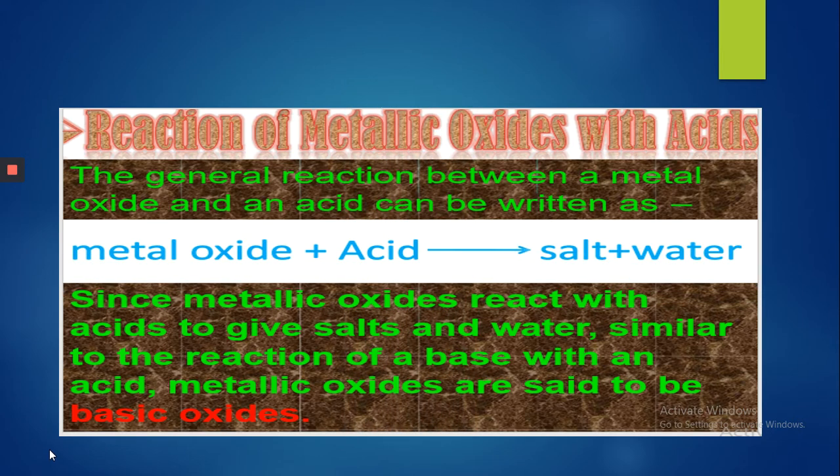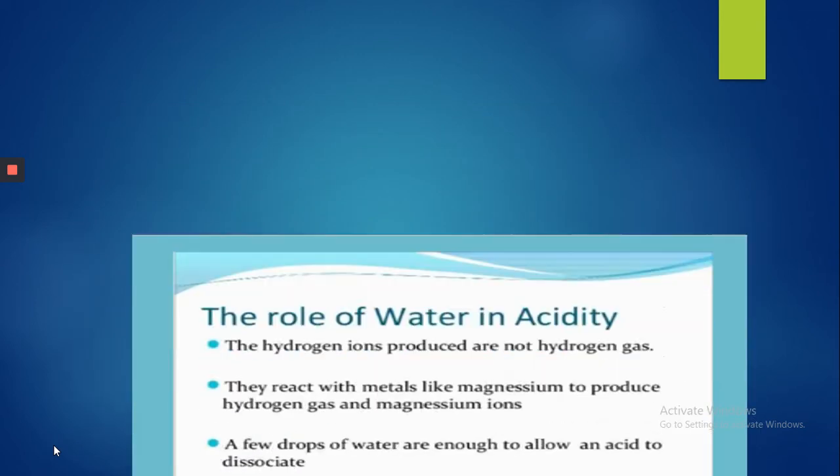Now, what happens when metallic oxides react with acids? When a metal oxide reacts with an acid, salt and water form. Since metallic oxides react with acids to give salt and water, similar to the reaction of a base with an acid, metallic oxides are said to be basic oxides, because these metal oxides are basic in nature.